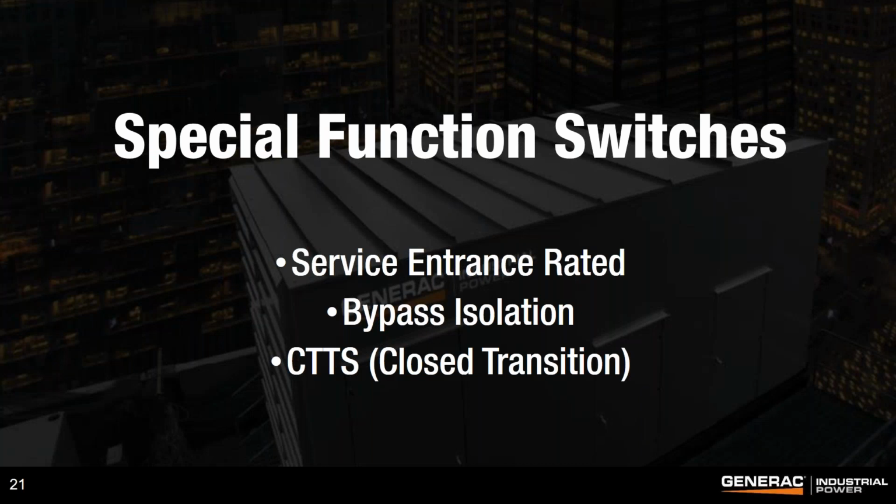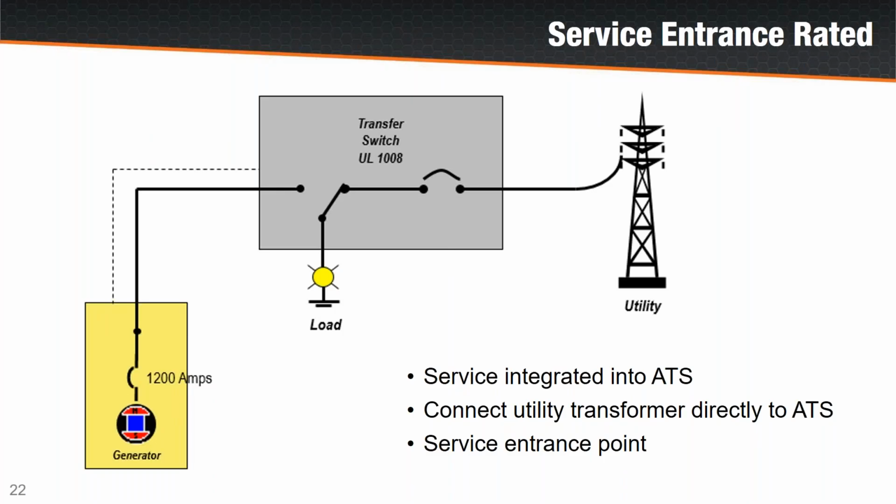So now we're going to explore some different switch functions. One of the types of switches that we see really commonly in the market is a service entrance rated switch. It's a switch that integrates overcurrent protection inside of the switch. These are typically used for a lot of retrofit applications where we're going to pick up the whole building, but there's no room in the building for dropping the transfer switch. So you put a service entrance rated switch outdoors in a NEMA 3R box.